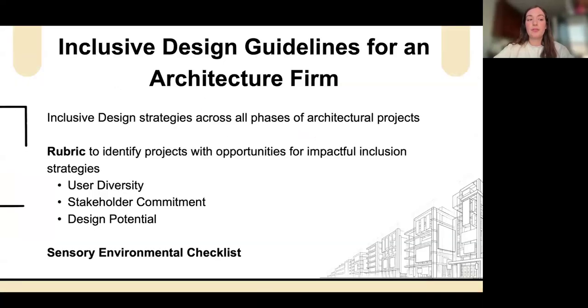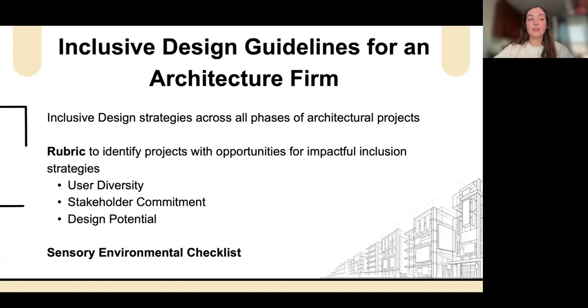Another way to support inclusive design is through advocacy, and that's where occupational therapy comes in within an architecture firm. Within this specific architecture firm, there's an inclusive design team that is currently developing inclusive design guidelines to help educate architects in inclusive design strategies across all phases of their architectural processes. This involves planning, programming, and construction through the post-occupancy evaluation. Additionally, this guideline promotes a scoring rubric for individuals to identify projects that have significant opportunities for impactful inclusion strategies.